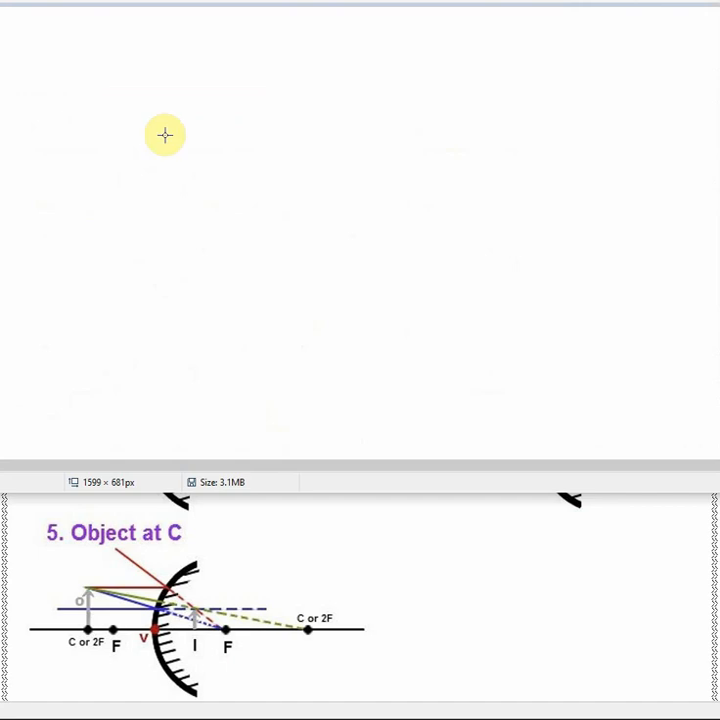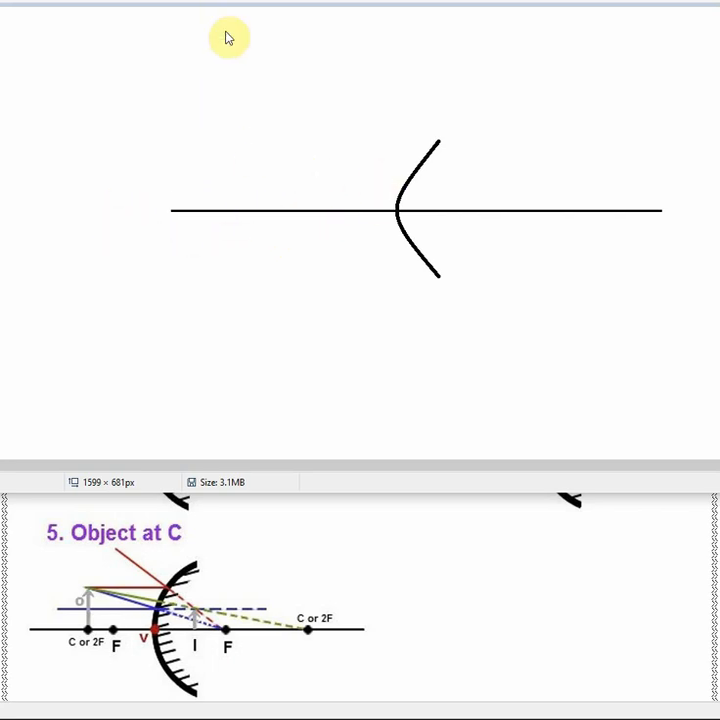So as always we will first draw the mirror, then we will draw the principal axis. Since all images form at the back of the mirror in case of convex, we need the principal axis to be drawn like this, extended as much as possible behind also, just like in front.